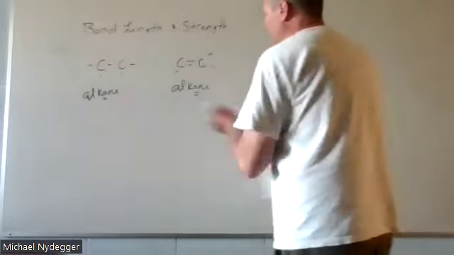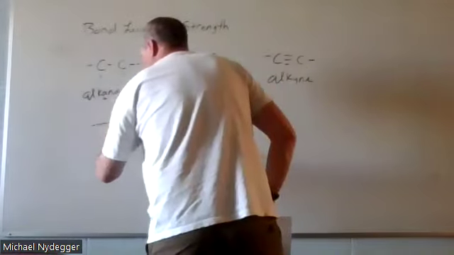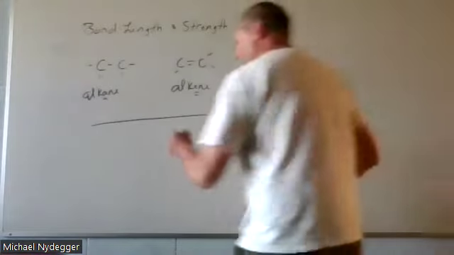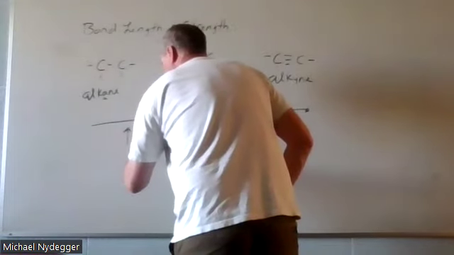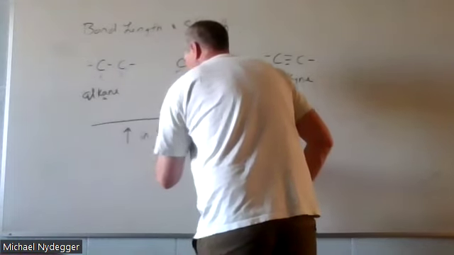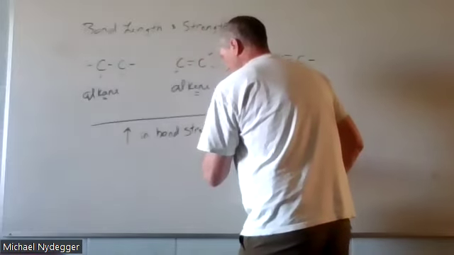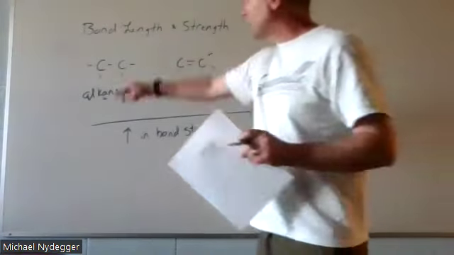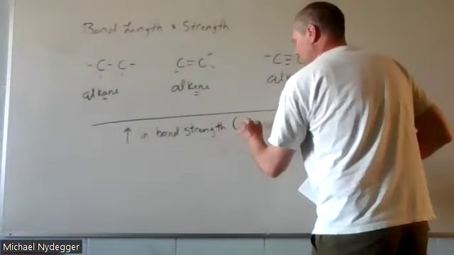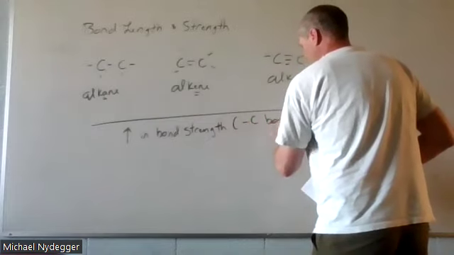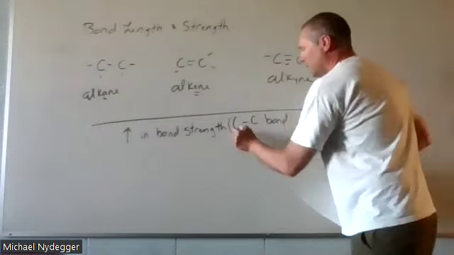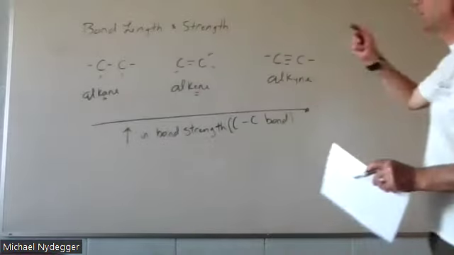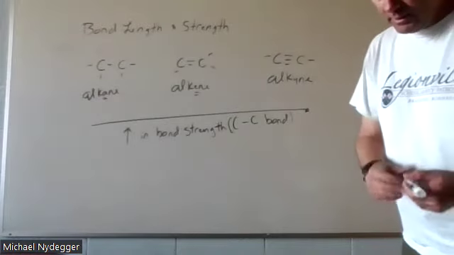Now, as we go from here this way, there's an increase in bond strength. In this case, we're looking at the carbon bond. So it only makes sense that a single bond is going to be lowest in strength compared to a double and a triple bond. All right.